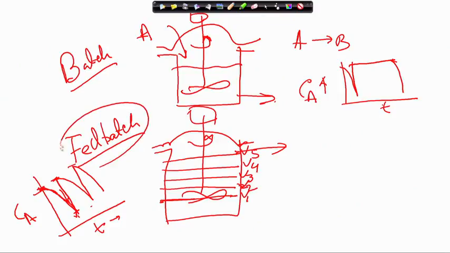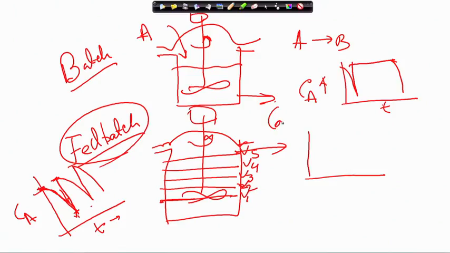Now why do you go for the fed batch system? The fed batch system is applicable where there is substrate inhibition. In case of substrate inhibition, we prefer the fed batch reactor. We'll discuss it in detail when we discuss some different processes.